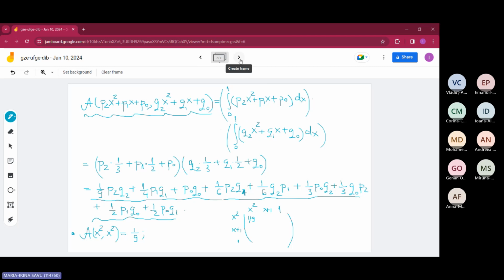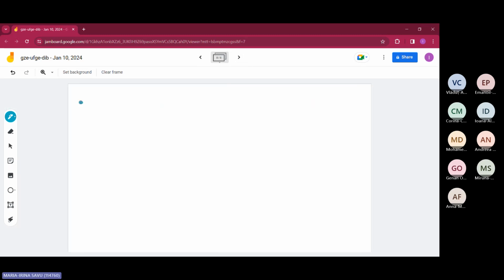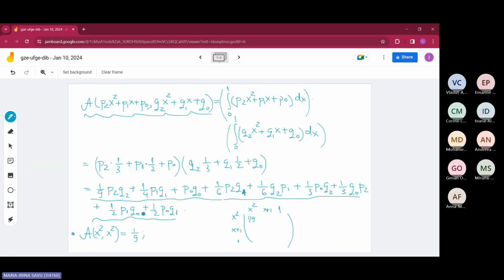Then take a look at A of x squared and 1 plus x. When you compute this one, you have that P2 is 1, then 0. The rest of the elements are 0 here. And then here Q2 is 0 and Q1 and Q0 are 1. So you have to compute this A using this formula, or if you want, you can compute it from here directly. It doesn't matter. Let's compute it from here because I don't have this formula on the page.